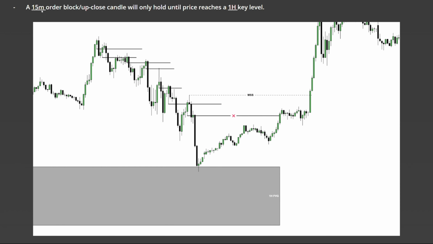Here is an example of a 15-minute order block / up close candle that will only hold until price reaches a 1-hour key level. Notice we have this up close candle on the 15-minute, respected. This up close candle, respected. This up close candle, respected. Respected, respected, respected, respected, until we get to this 1-hour fair value gap, which is a 1-hour key level. So once we come to retest this 15-minute up close candle, we end up expanding higher.